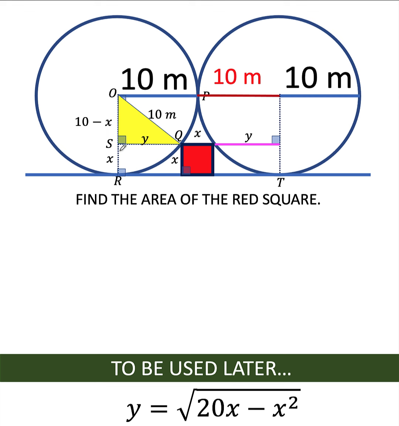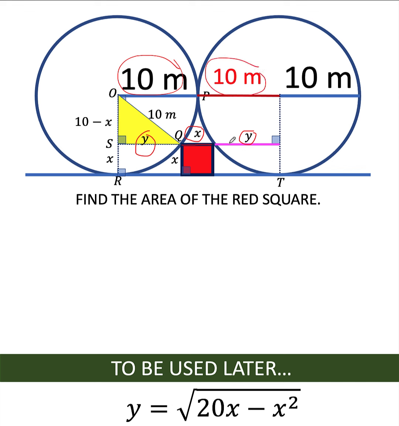Notice that we have here a rectangle, and the opposite sides of a rectangle are equal. So, if you add y plus this side with the length of x plus this side with the length of y, the sum of these three measures is equal to the sum of these 10 meters and 10 meters because opposite sides are equal.